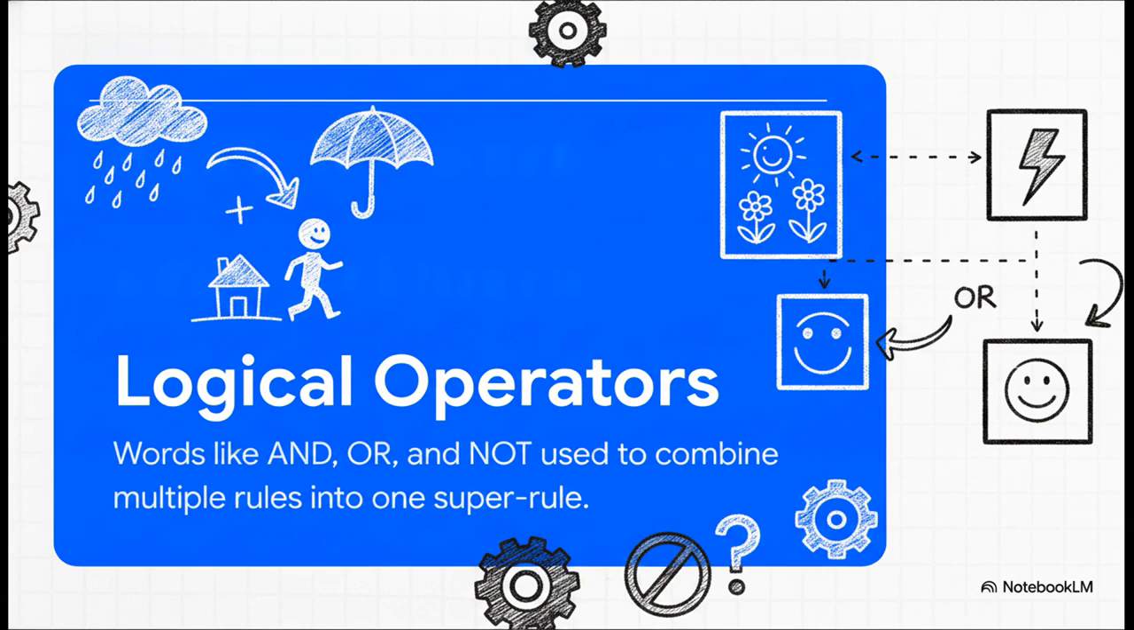But let's be real. Sometimes life isn't just about checking one single thing. That is where logical operators come into play. These are words like and, or, and not. They let your program test branches that require two or more things to be true at the exact same time. For example, if it is raining and I have an umbrella, I will walk to school. You're basically combining multiple rules into one giant super rule, which lets your program handle much more complex situations.